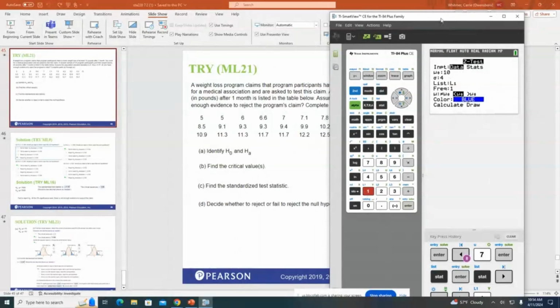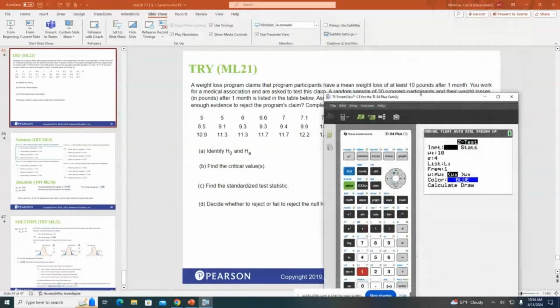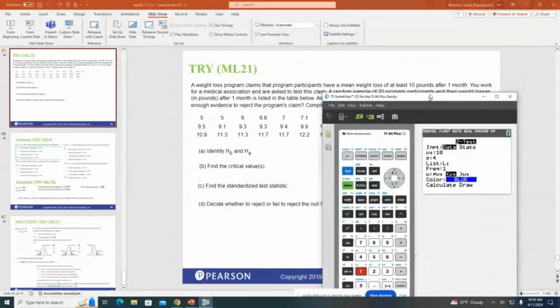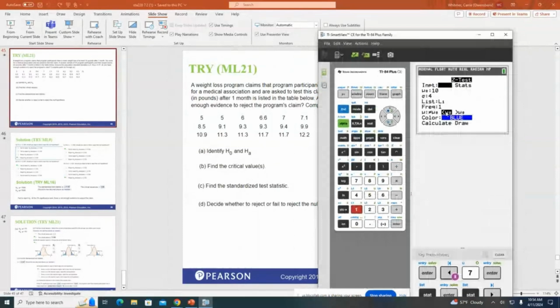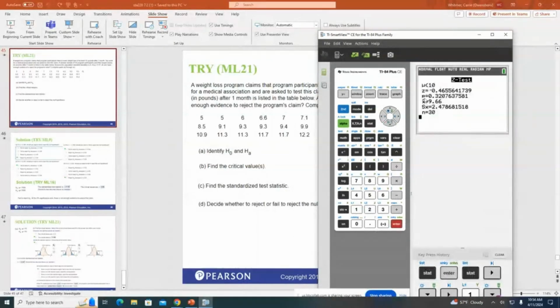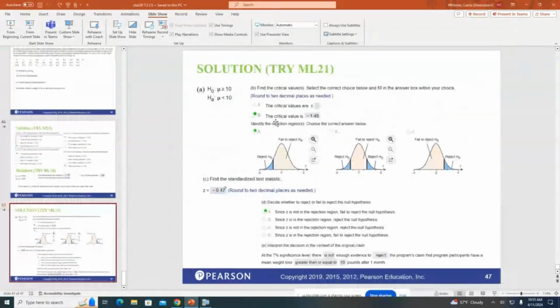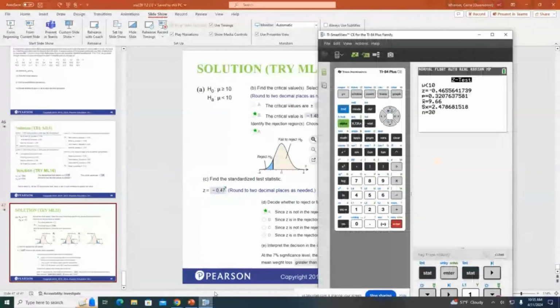Your mean was 10 from up here. Your standard deviation was 4 from here. And then this one, your H sub A was less than. So I just made sure I selected that. And then when I calculate there, it gives me my standardized test statistic, that negative 0.47.